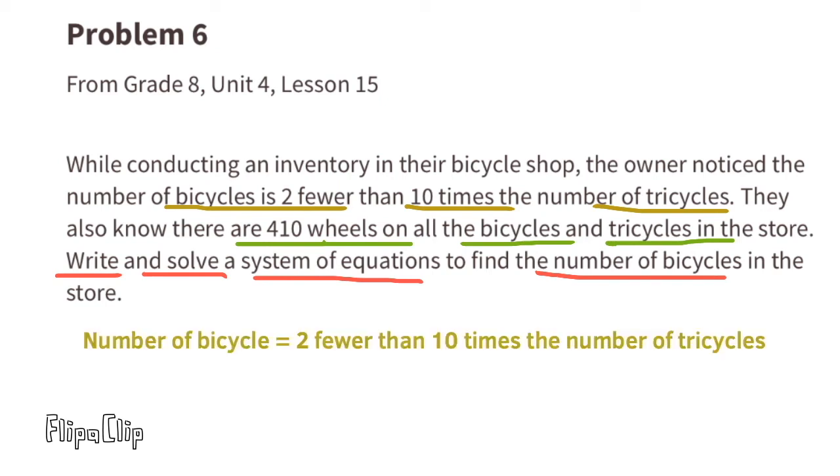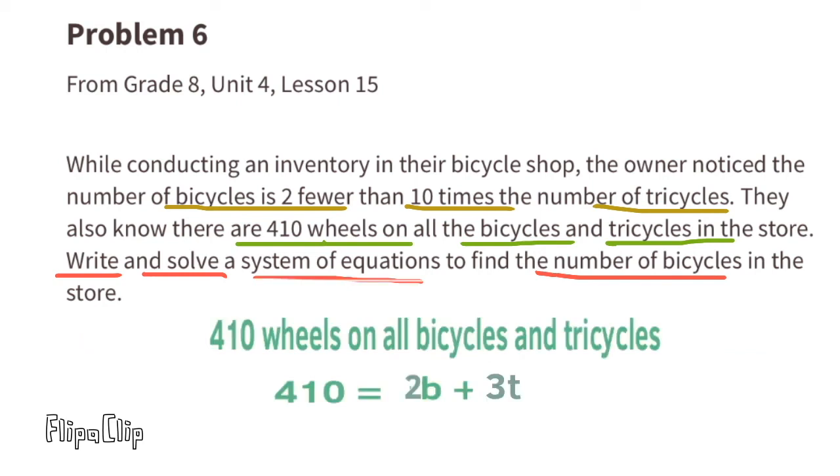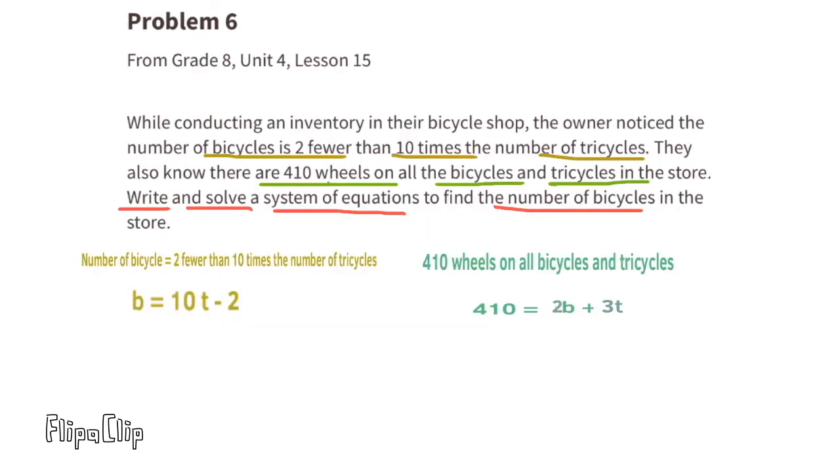They told us that the number of bicycles equals 2 fewer than 10 times the number of tricycles. I'll use B for bicycles and T for tricycles. B equals 10 times T minus 2. This equation represents the number of bicycles being equal to 2 fewer than 10 times the number of tricycles. The information also tells us that there's 410 wheels on all bicycles and tricycles. We can write this equation as 410 equals 2b plus 3t. We can use these two equations in our system of equations to find the number of bicycles in the store.